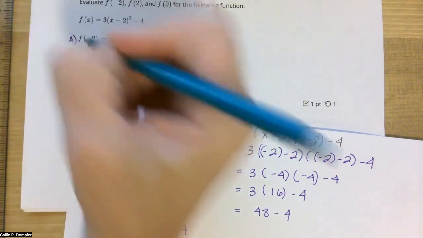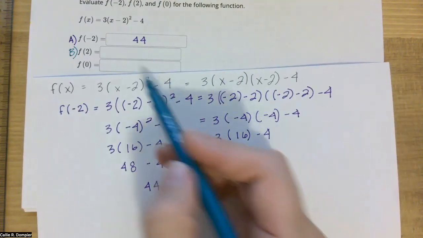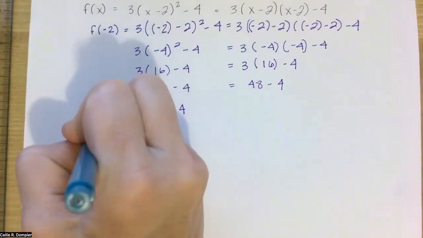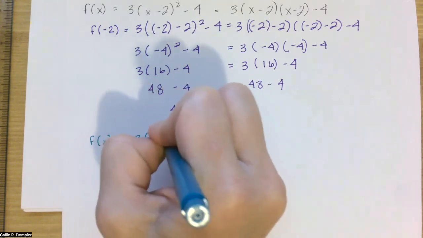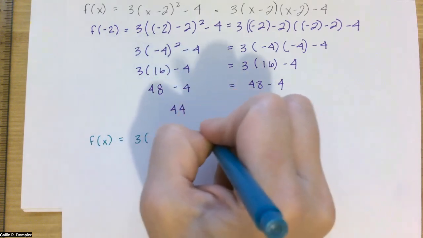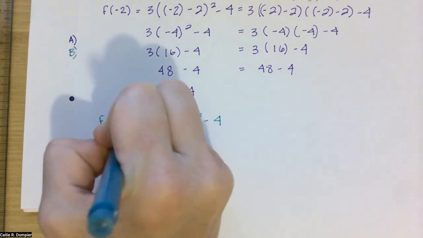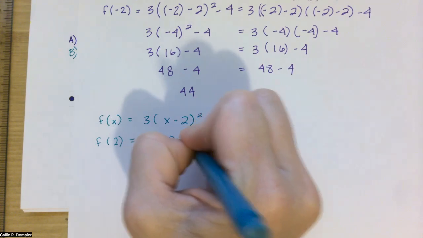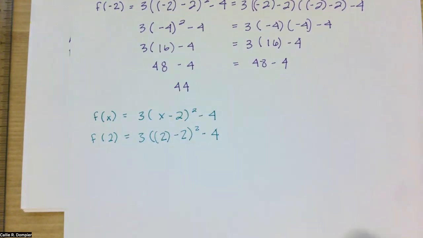Let's do b, f of 2. So exact same process, but instead of a negative 2, we're going to use a positive 2 to substitute in for x. f of x is 3 times x minus 2 squared minus 4. So f of positive 2 is just 3 times positive 2 minus 2 squared minus 4. Good.